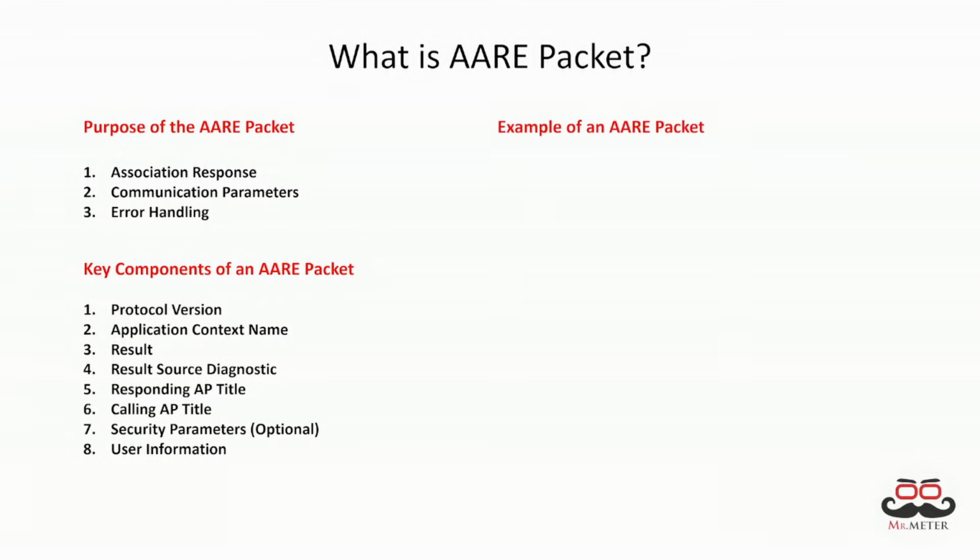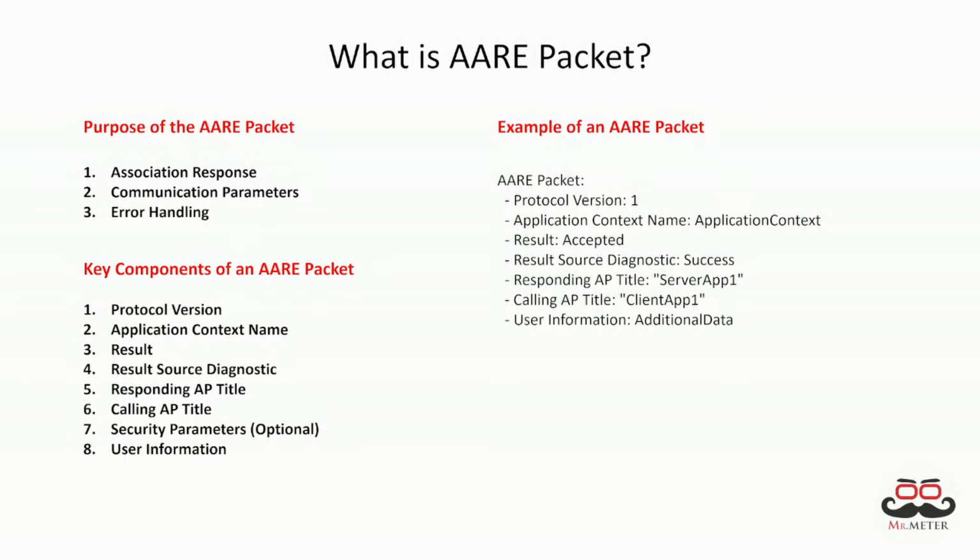Example of an AARE packet. Here's an example of what an AARE packet might look like in a simplified form. In this example, the result is set to accepted, indicating that the server has accepted the association request. The result source diagnostic is success, meaning no errors occurred during the request processing. The responding AP title confirms the identity of the server that accepted the request.